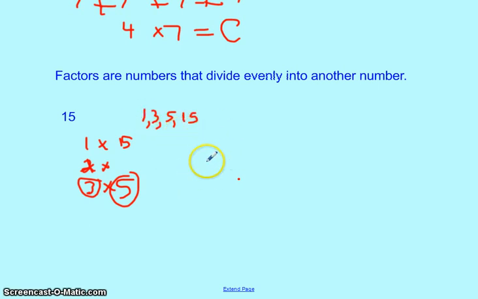Okay? Since it has 4 factors, we also know that it's a composite number, because a composite number has more than 2 factors. Okay. And a prime number has only 2 factors.